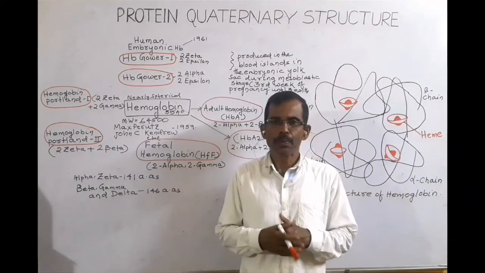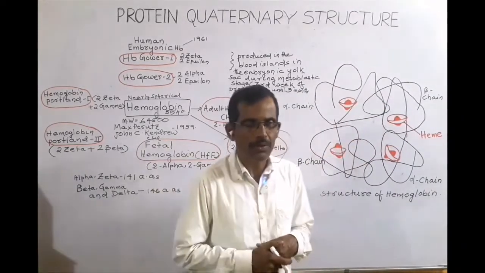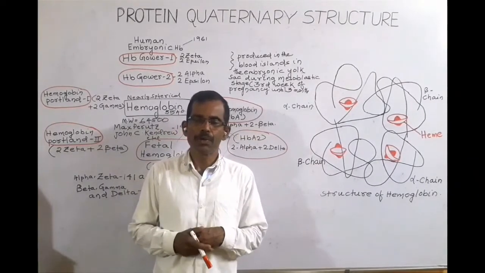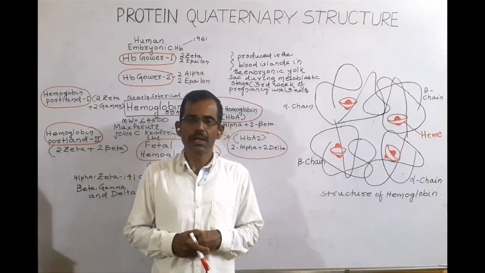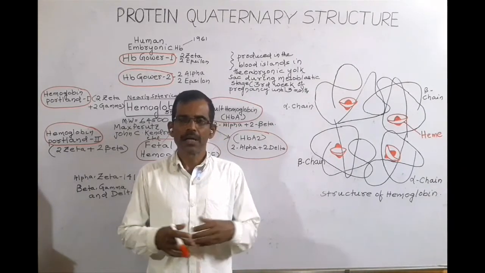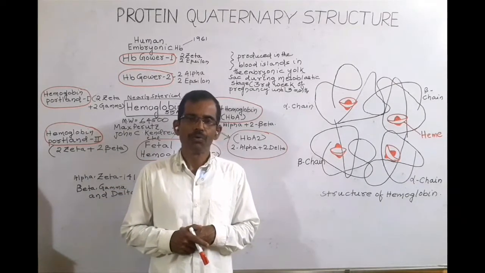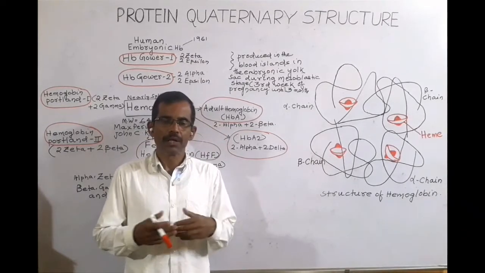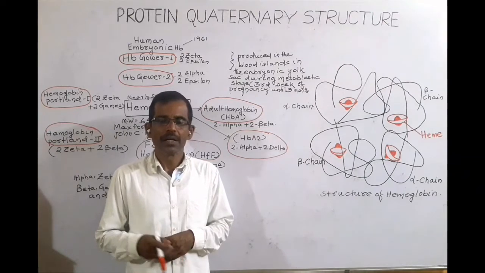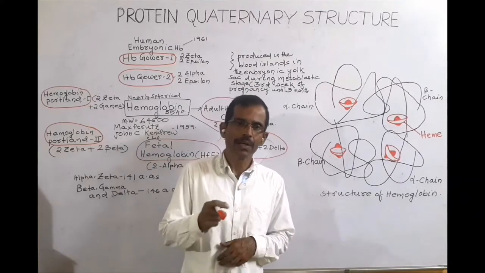As an example of protein quaternary structure, we will discuss the structure of hemoglobin. Hemoglobin is a tetrameric protein. Its main function is to transport oxygen. There are different forms of hemoglobin, and all are composed of 4 polypeptide chains. Human hemoglobin exists in different forms: embryonic hemoglobin, fetal hemoglobin and adult hemoglobin.